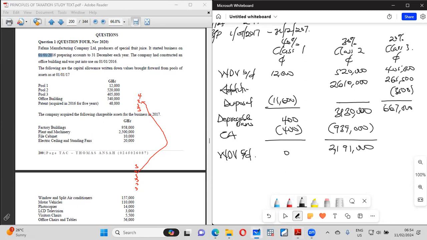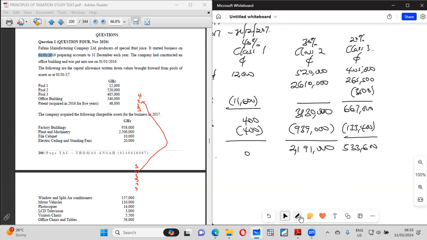667. Then I do 0.2 on that. That gives me 133,400. All right. So if I deduct that from my 667, that gives me 533,600. That is what I have. That 533,600 is my carrying. Now, immediately once I'm done with this one, I just add all the capital allowances.